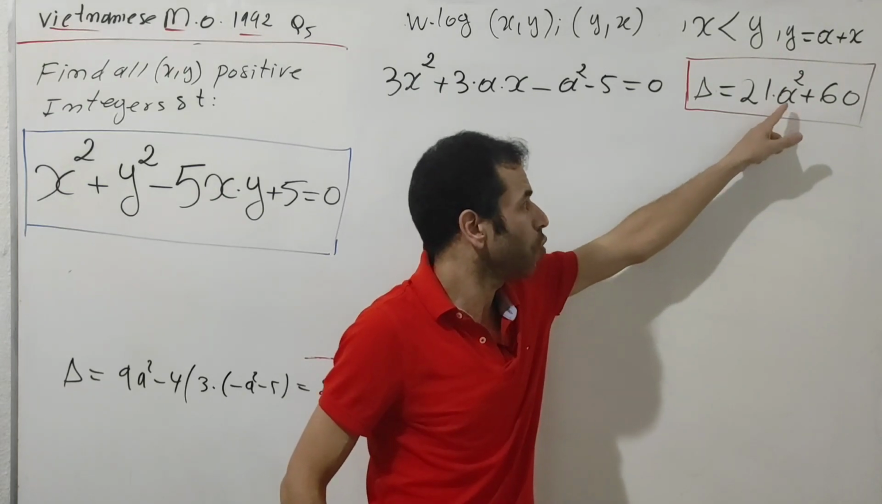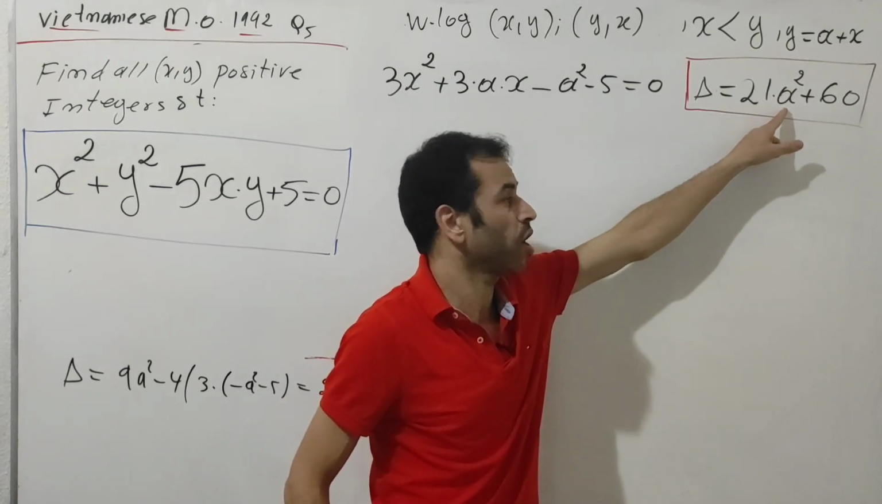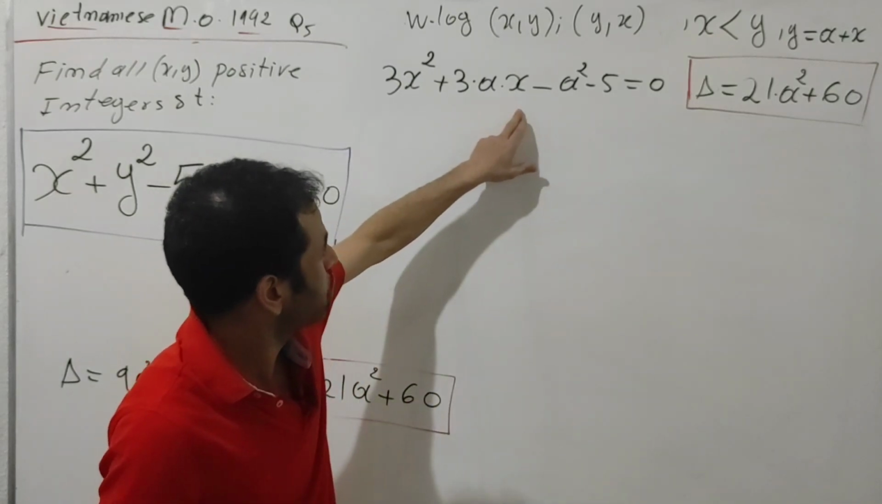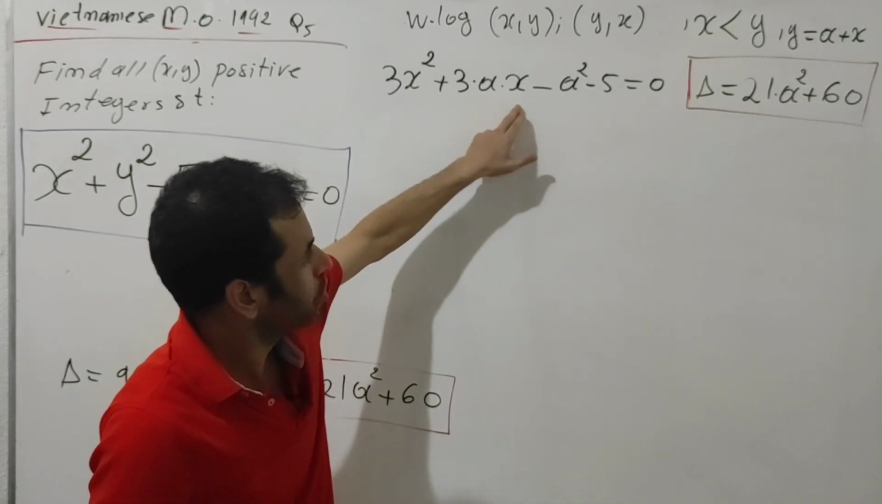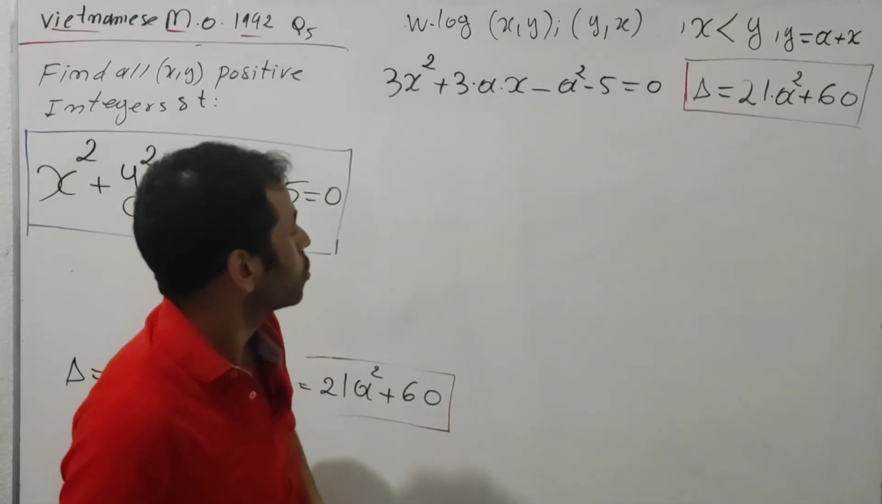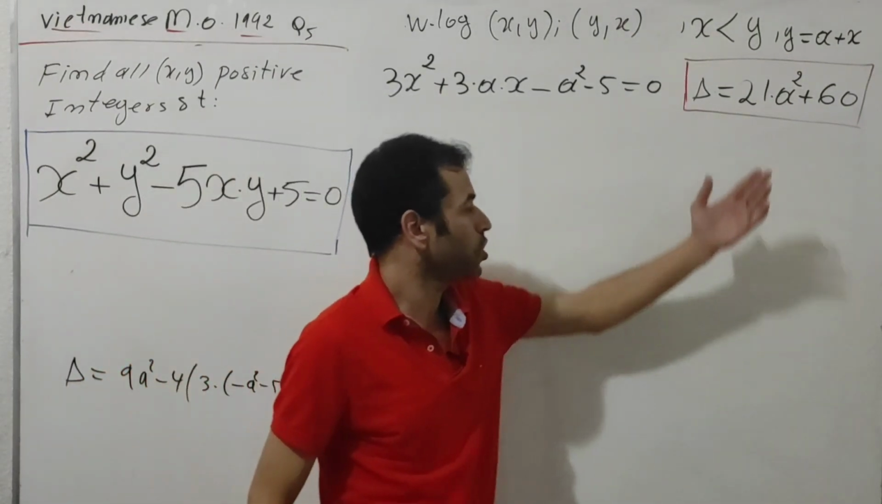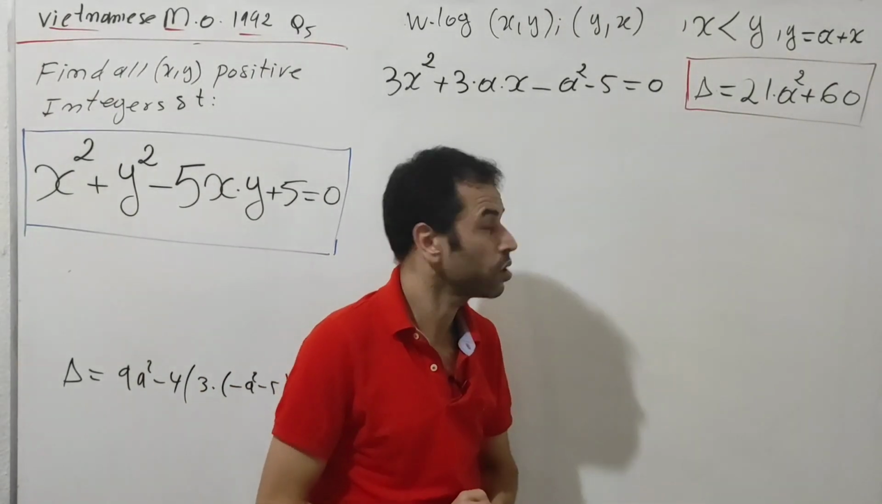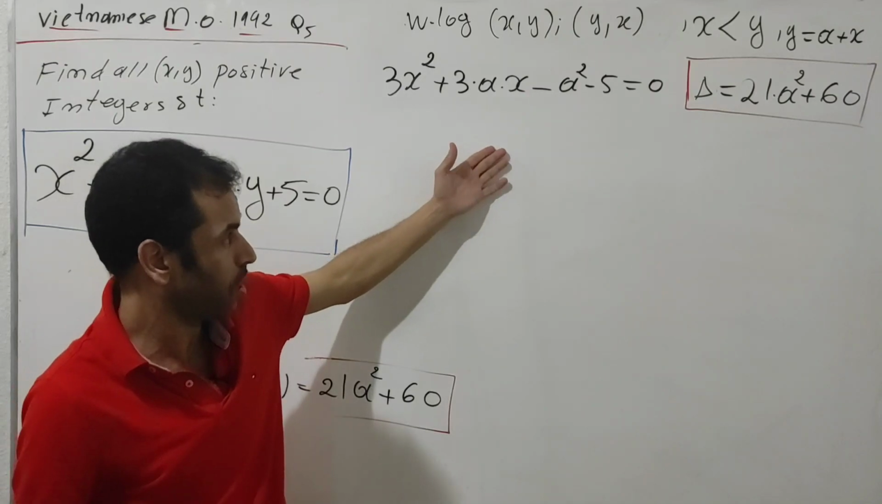Okay, now we are going to have a lot of work on this one. In order to have a solution for this equation as positive integers, this one must be a perfect square. By doing some motivations, I'm going to divide this into two major cases. Let's consider this equation has a solution.